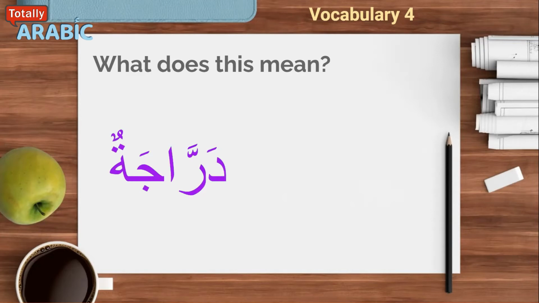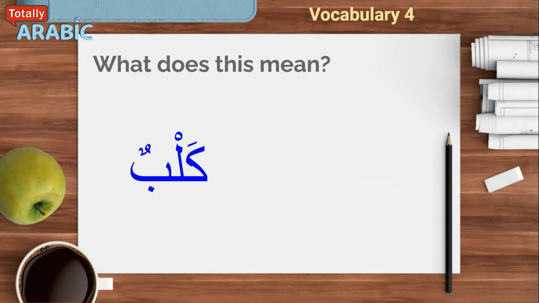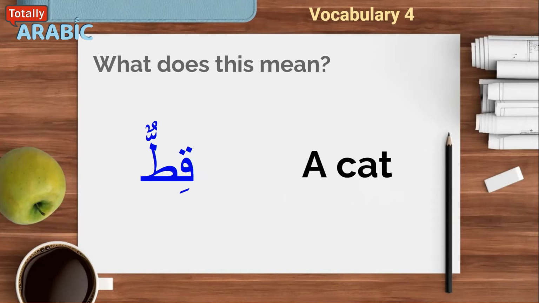A bicycle means a bicycle. A dog means a dog. A cat means a cat.